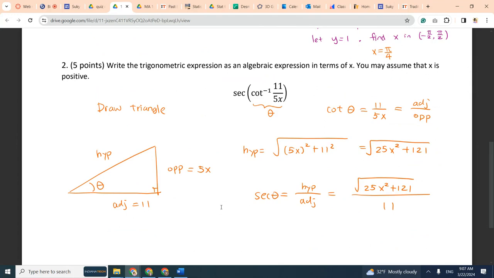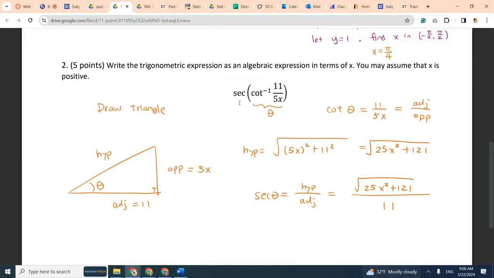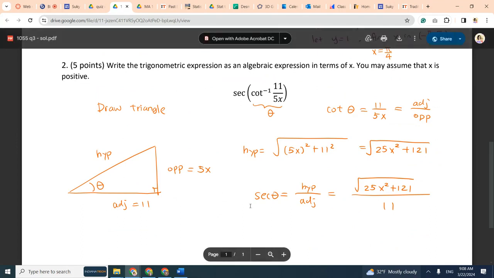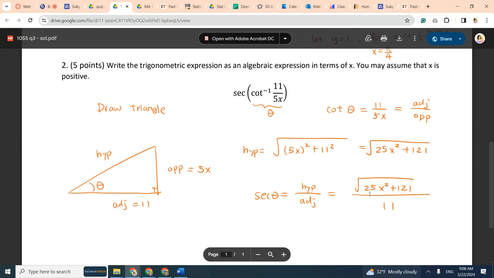And then the Pythagorean theorem, hypotenuse, because it's the longest side, right? So it's the square root of the adjacent squared plus the opposite squared. So you get plus here. And finally, we are looking for secant theta. Secant theta is what? Hypotenuse over adjacent. The hypotenuse is the square root of 25x squared plus 121, over adjacent, which is 11.